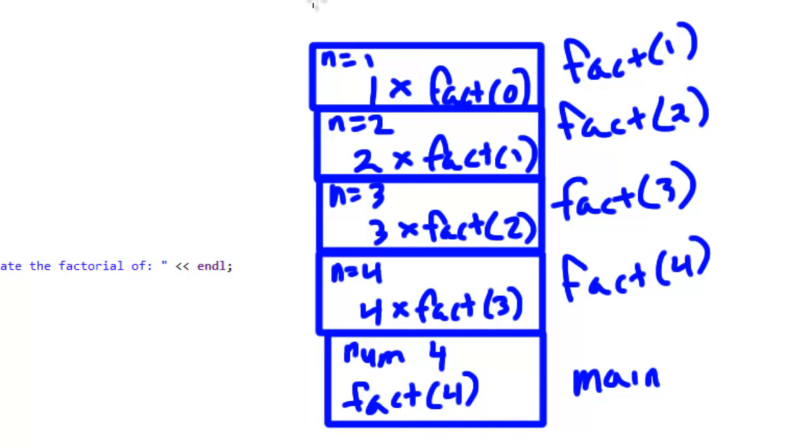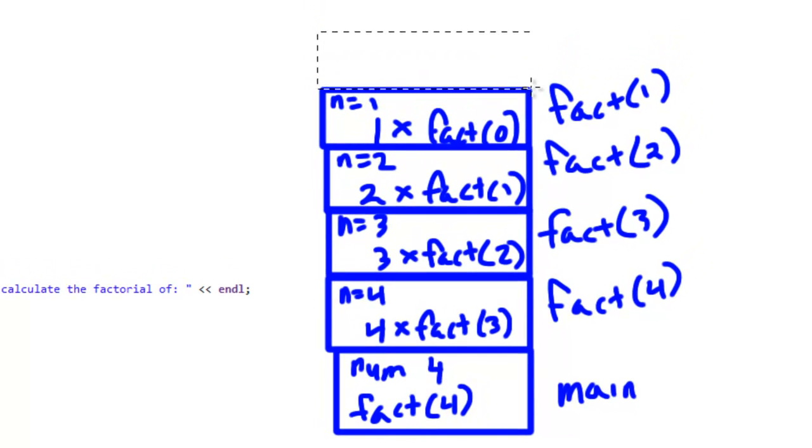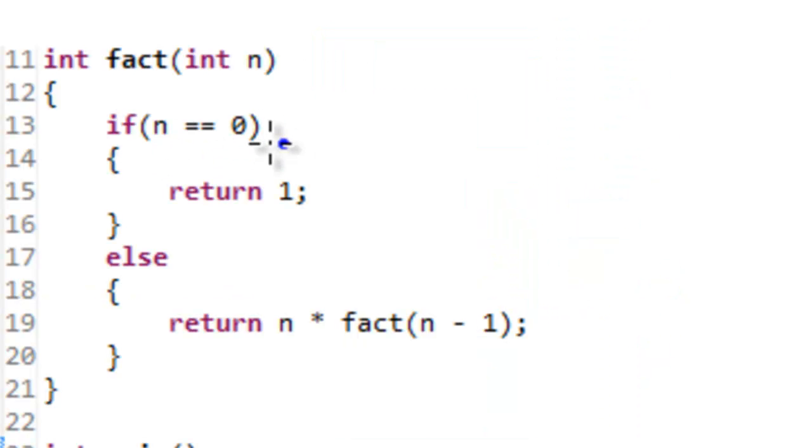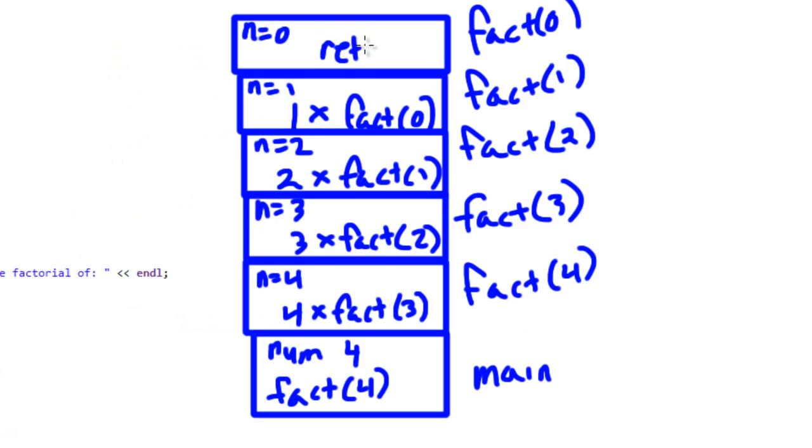So this time we have another stack frame being pushed on here, and this is for fact of 0. So we have fact of 0 being called, and now n is equal to 0, and 0 is in fact our base case. So now we can return the value of 1. Where does it get returned to? It gets returned to the point of invocation. So this part here ends up being 1.